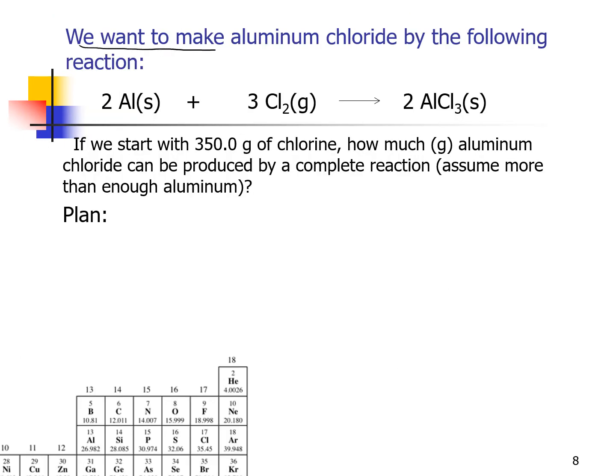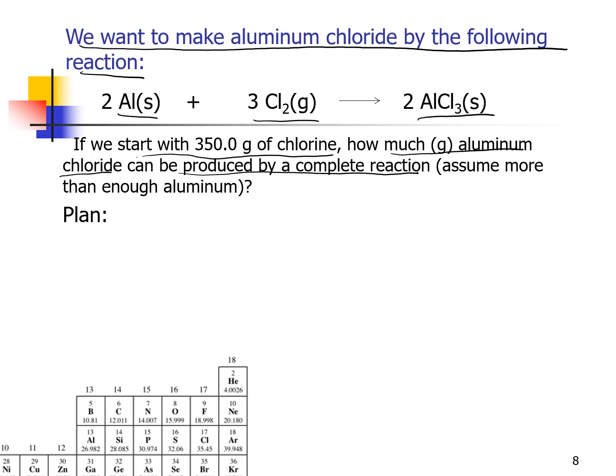We want to make aluminum chloride by the following chemical reaction. Solid aluminum will react with chlorine gas to produce solid aluminum chloride. If we start with 350 grams of chlorine, how much aluminum chloride in grams can be produced by a complete reaction? We're assuming there is more than enough aluminum. The first thing is always to create a plan.